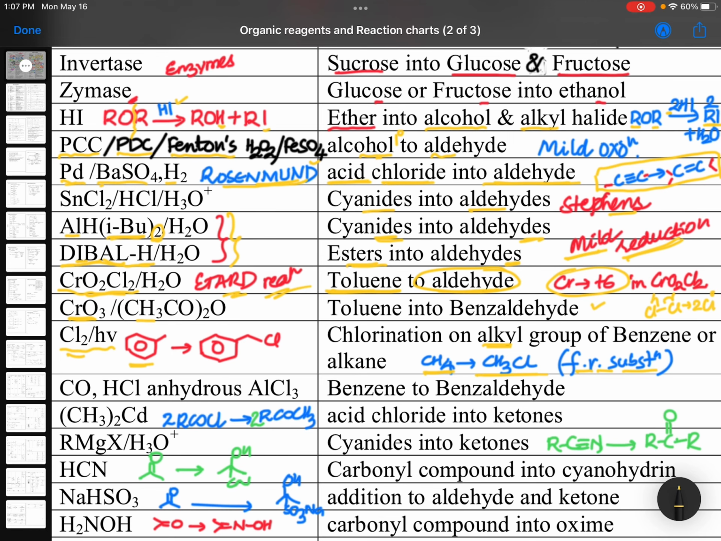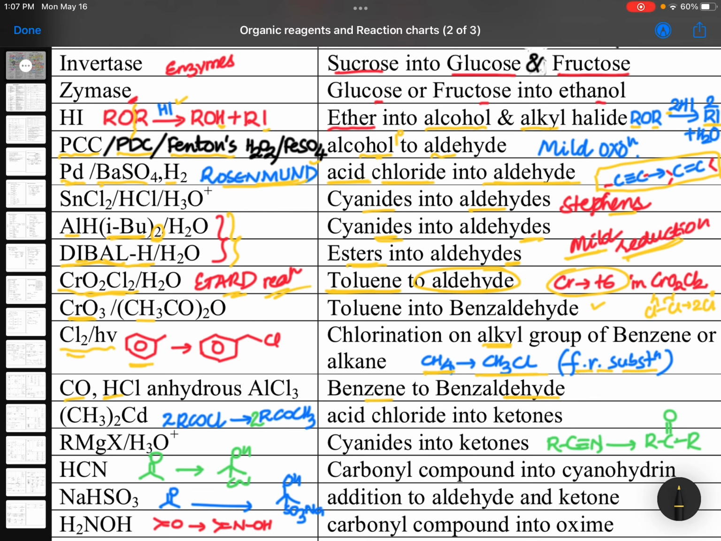Benzyl chloride. Then coming to the point of CO, HCl, this is formylation. Formylation means you are going to add one extra CHO group. CO, HCl is there. Very simple. You can make this HCO. So benzene is converted to benzaldehyde. Simple sense you can say.